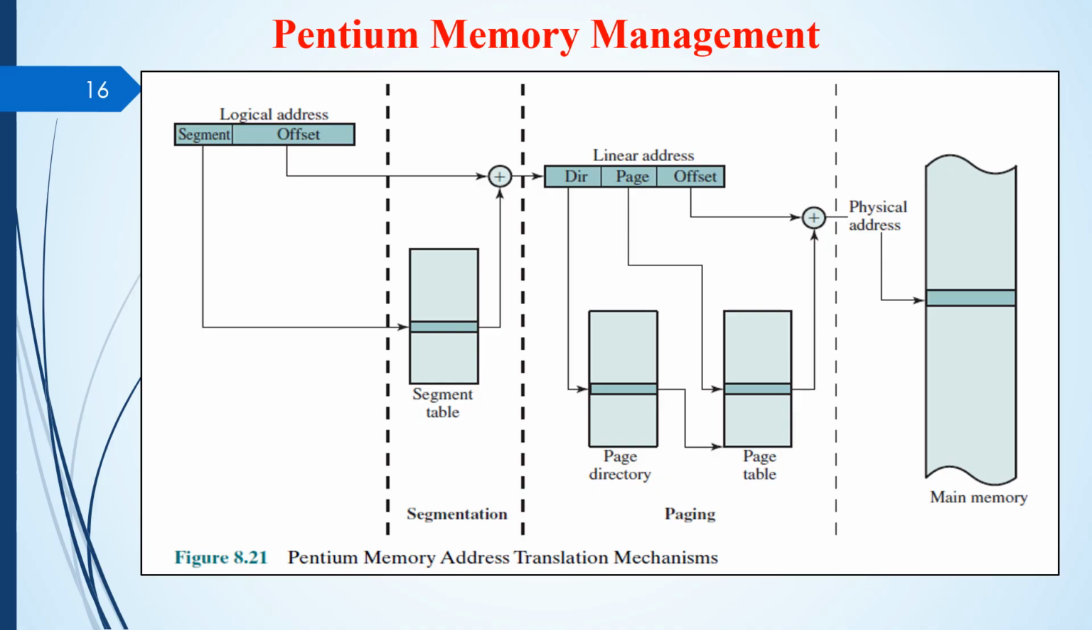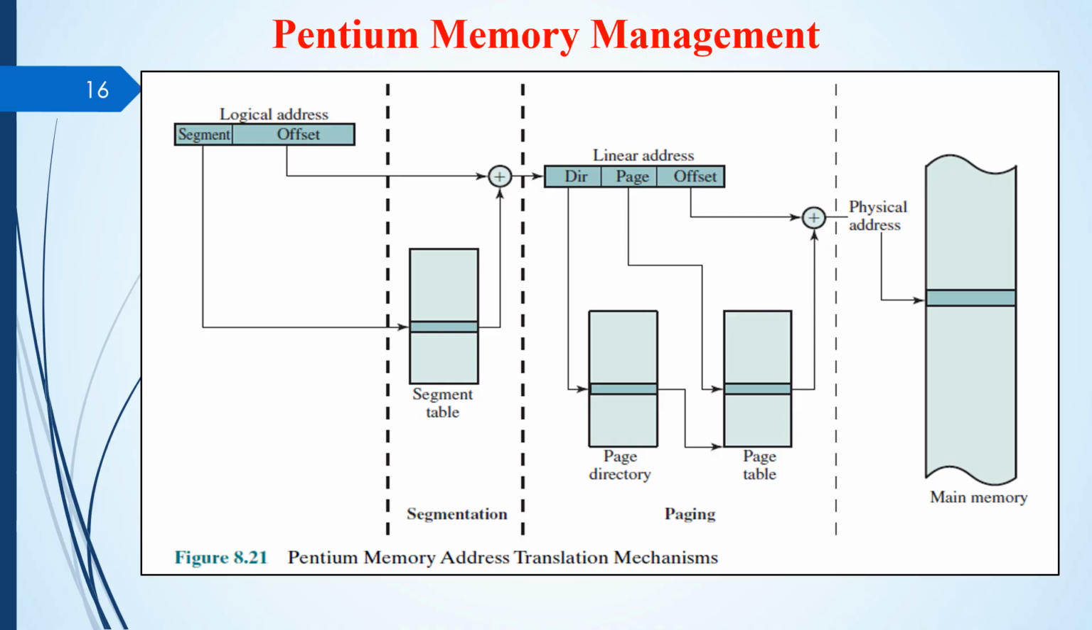Second stage, paging. The linear address is translated into a physical address using the page directory and page table. The page directory uses the upper bits of the linear address to select the appropriate page table. The page table uses the middle bits of the linear address to find the corresponding physical memory frame. The third stage, main memory access. Once the physical address is obtained, the CPU can read and write data in RAM.